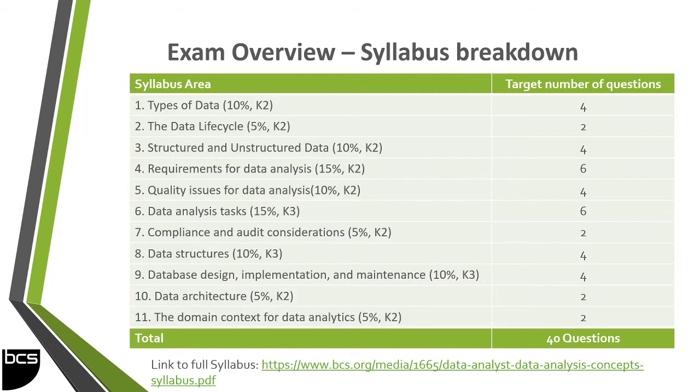So here's a breakdown of the exam. I think this is really important to consider at the start, because it shows where some of the questions will be and where the focus of our learning should be throughout the module. So we've got different syllabus areas. We've got types of data, which is 10%, the data lifecycle, which is 5%, structured and unstructured data, 10%. I'm not going to read them all out. So you've got all the different types of modules.